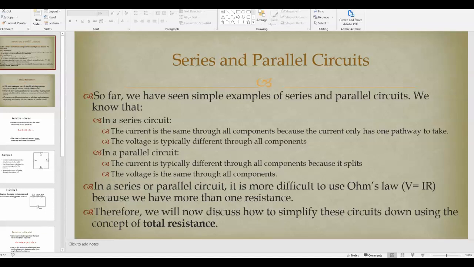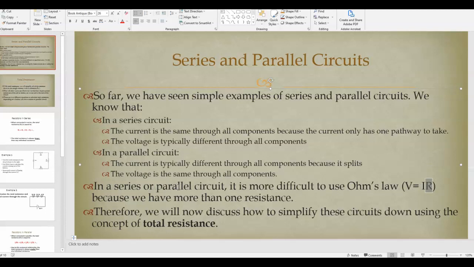Now, we've done basic problems using Ohm's law, which is V equals I times R. However, when you have a series or parallel circuit, it's not quite so easy. You can't just use that equation when you have a more complicated circuit. Okay, and the reason is because you have more than one resistance, and so you don't know which resistance to use V equals IR on.